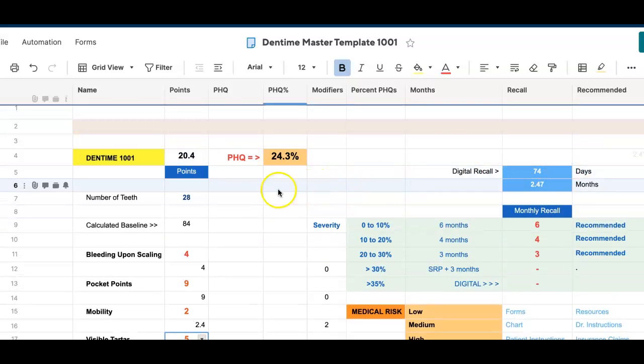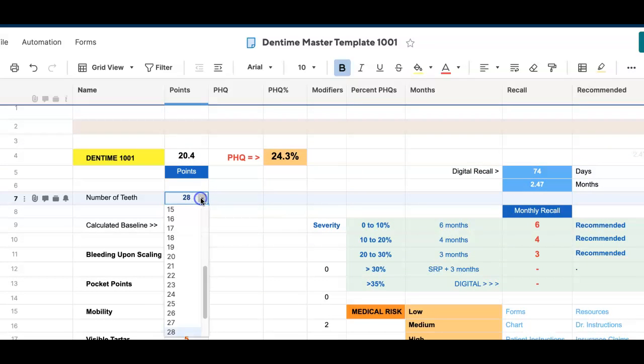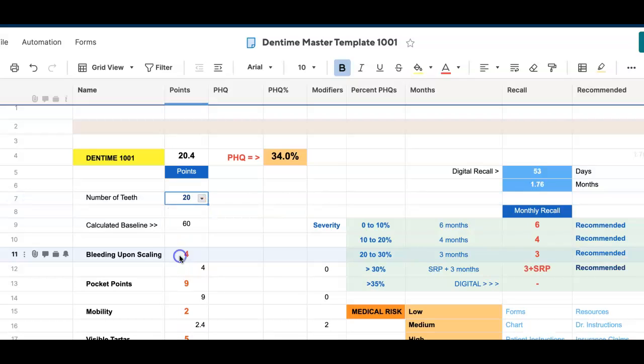If in fact we have fewer teeth than 28, let's say we only have 20, the number becomes higher because we're dividing through. Now you have a person with a total number of points of 20.4, adding up all these points, with only 20 teeth. Their periodontal health quotient is 34, they need SRP.